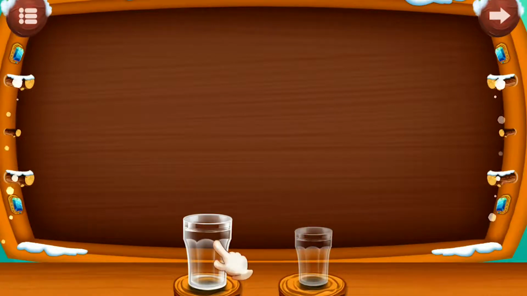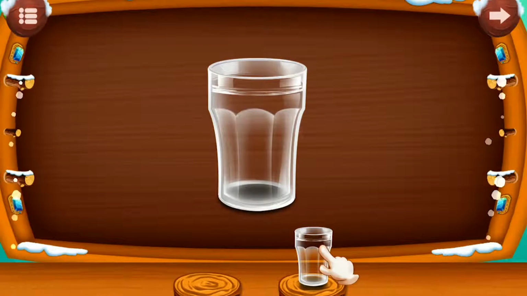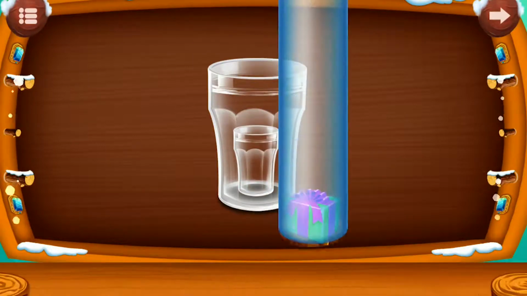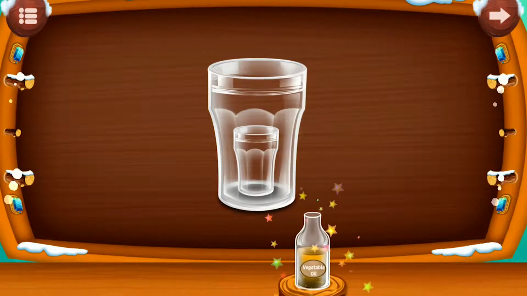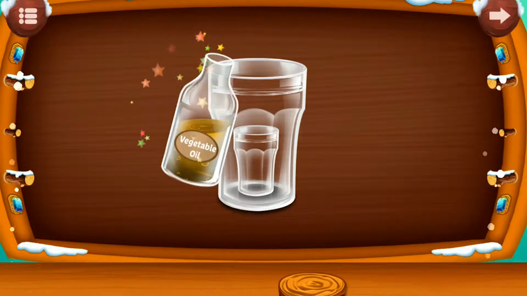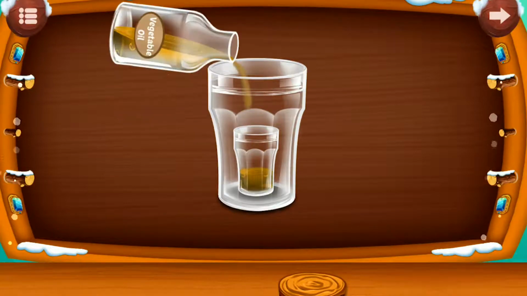Take 2 glasses. Now place a small glass into the big glass. Now start pouring vegetable oil into small glass.